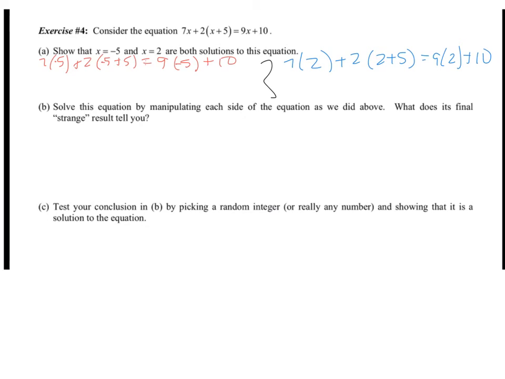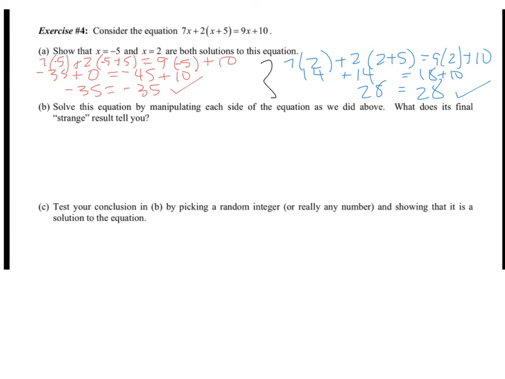All right, 7 times negative 5 is negative 35 plus, well, negative 5 plus 5 is 0, so 2 times 0 is 0. Is that equal to 9 times negative 5 is negative 45 plus 10. So now I have negative 35 equals negative 35, so that works. And then I have 14 plus 2 times 7 is 14 equals 9 times 2 is 18 plus 10. So I have 28 equals 28.